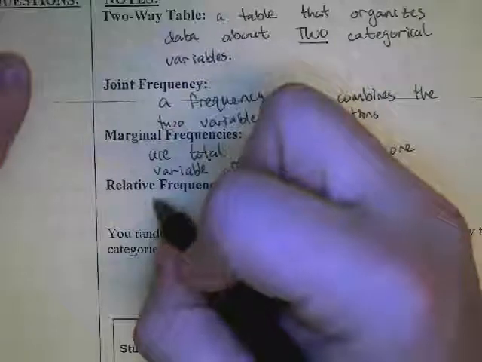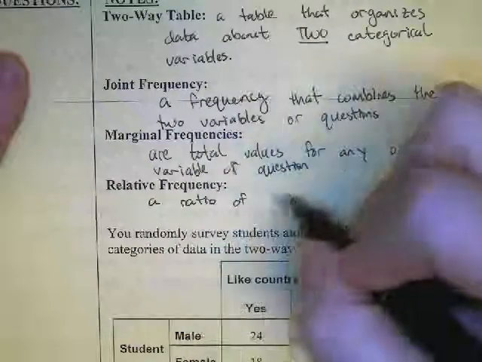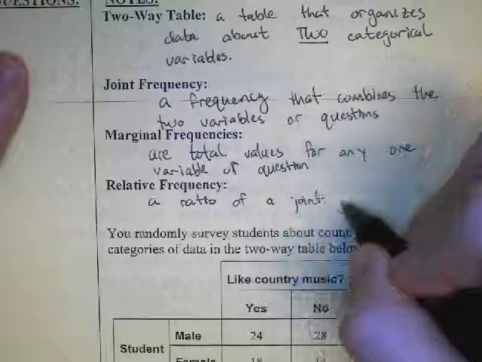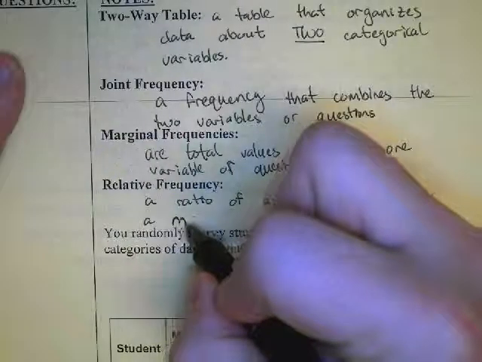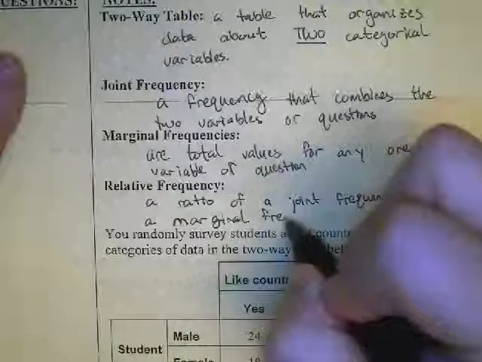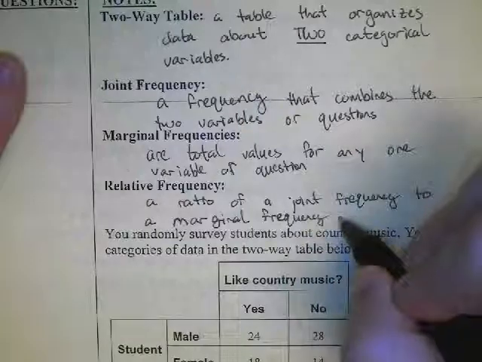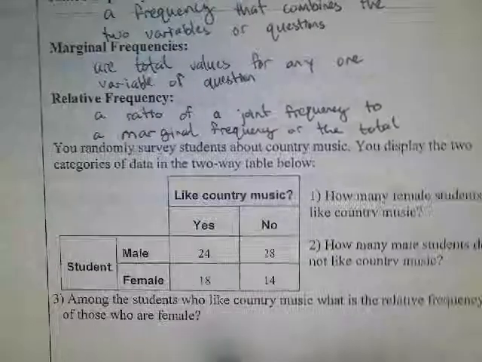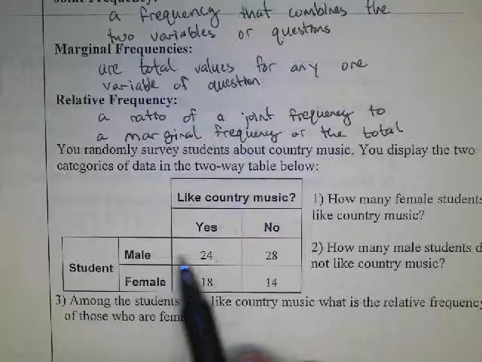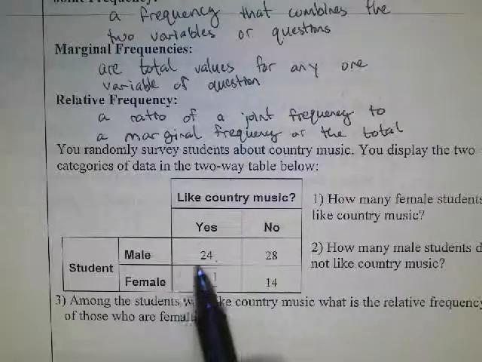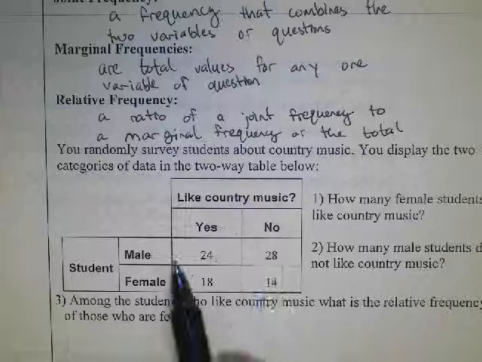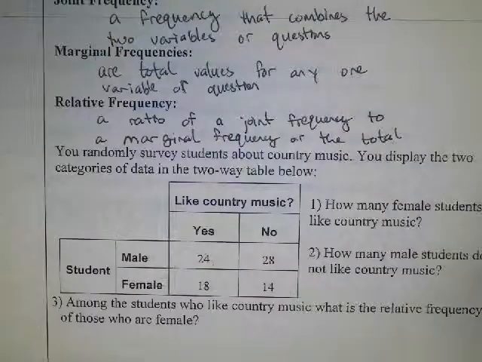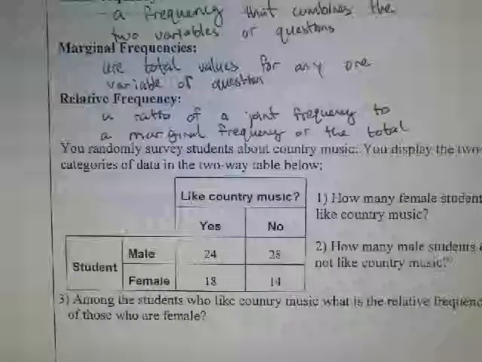Relative frequency is a ratio of a joint frequency to a marginal frequency, or the total. So what that means is if I'm curious about the relative frequency of just the males who like country music, I might compare the 24 to the total 52. So I'd say my relative frequency is 24 out of 52. And you can turn that into a percent or a decimal or anything like that.